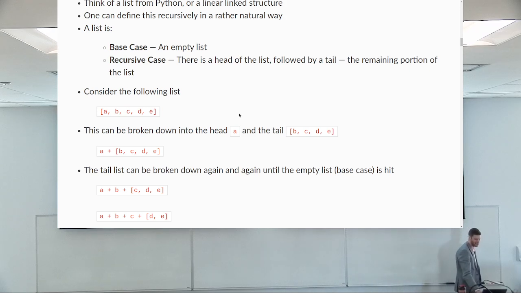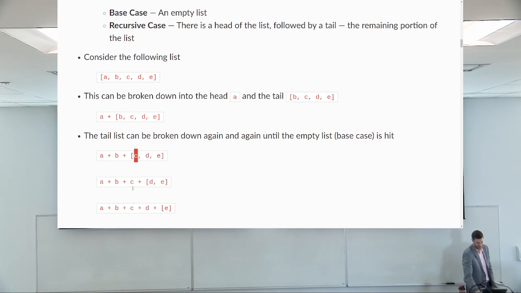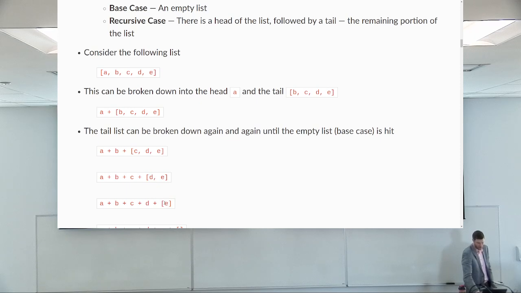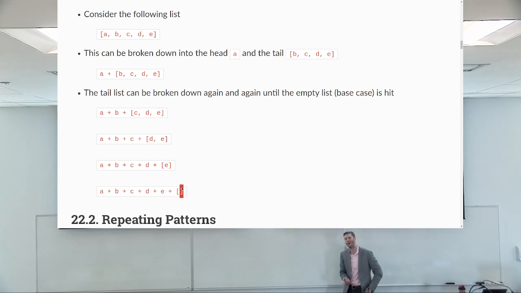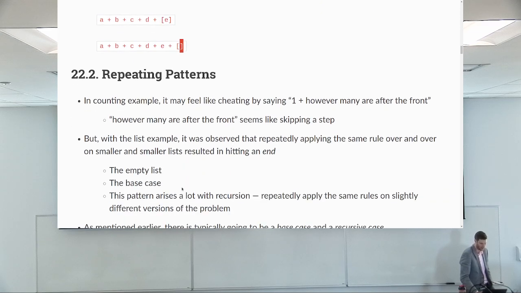We could break that tail down by taking the head out of this list, which is B. And then the head out of that list, which is C. The head out of that list, which is D. The head out of that list, which is E. But now we have an empty list. There's no head anymore. But does it matter? No. Because what do I know about an empty list? It's a list. There's a recursive definition of a list. You'll notice repeating patterns.